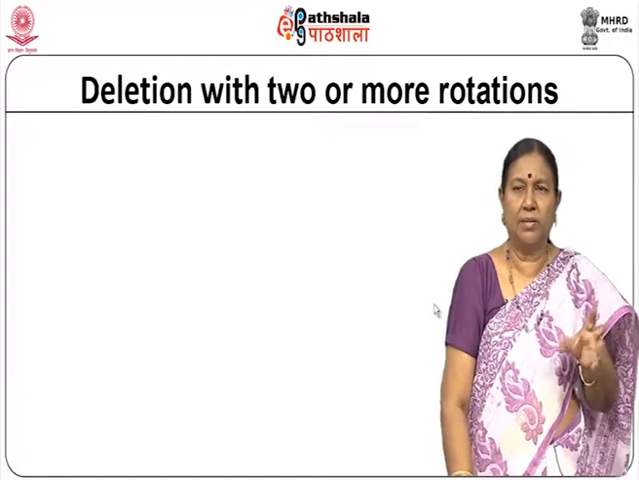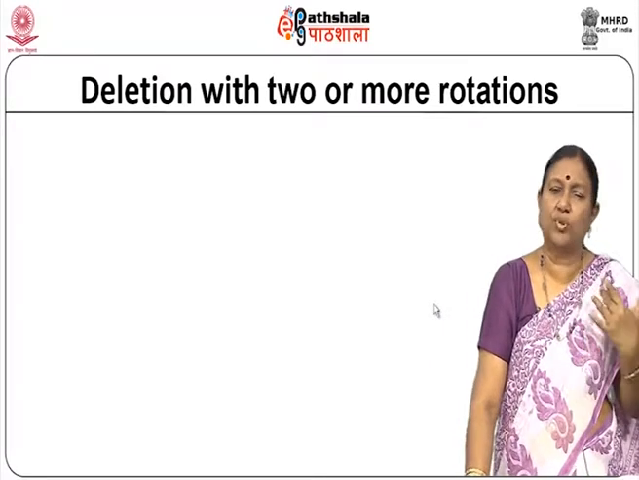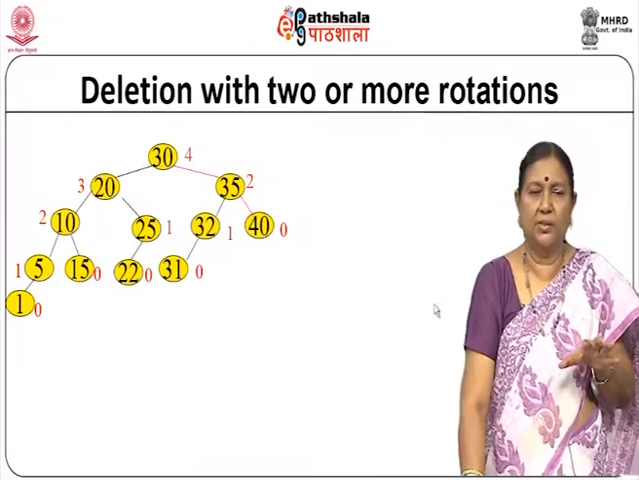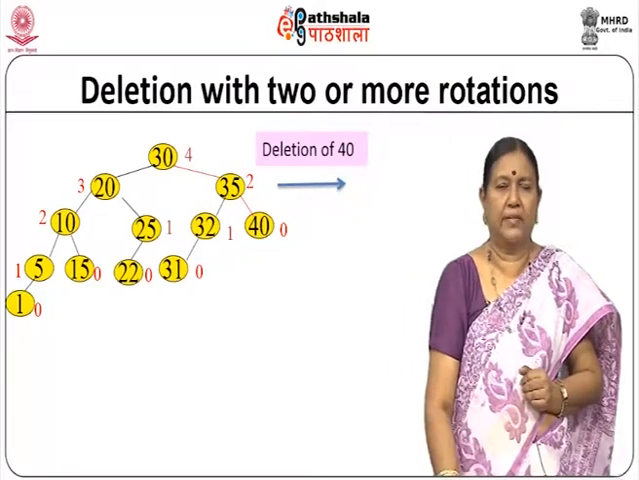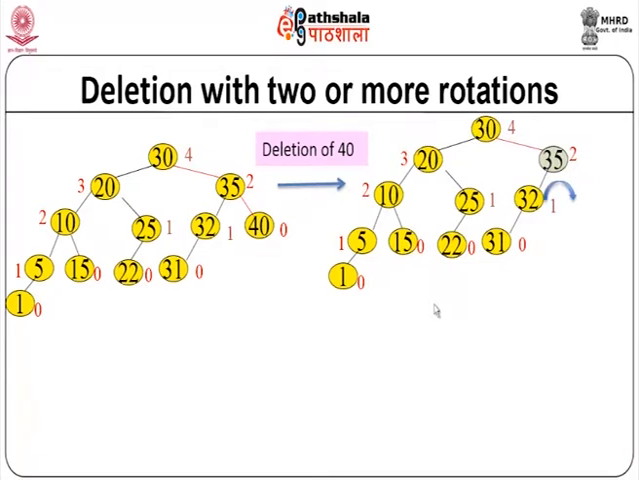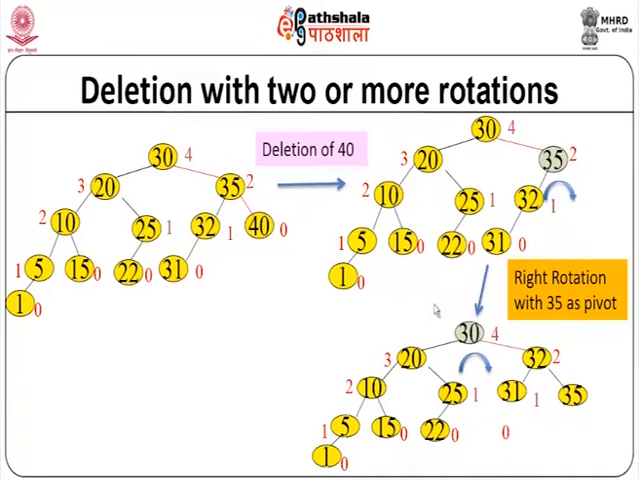So, now we will look at an example of deletion with 2 or more rotations. So, here you have the tree. Now, let us assume we want to delete 40. Okay, when we delete 40, what happens? We have to do a right rotation about 35. By now, you should be familiar, this is a linear stretch and becoming a V. So, you do a right rotation with 35 as pivot, and now what happens? That part has changed, as you can see.